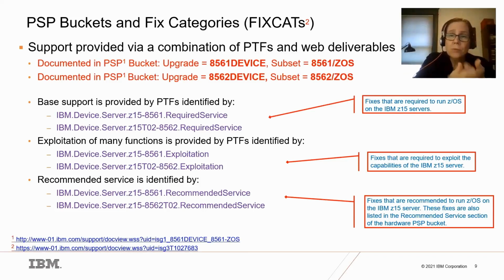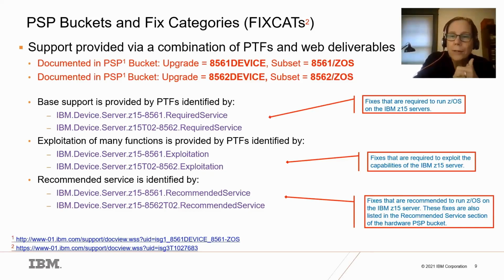What we do for fix categories is we have 3 categories. And it's absolutely imperative that you understand what each one of these categories is telling you. So we have required service, we have exploitation service, and we have recommended service. It is very important that you keep these 3 distinguished in your mind, because when you ask the question, what are the minimum number of PTFs I need to install and where can I find them? These fix categories will answer that question for you.